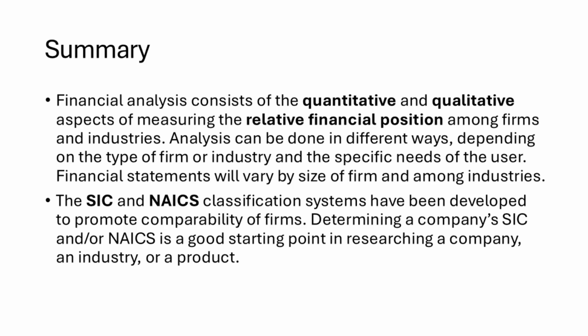Financial analysis consists of the quantitative and qualitative aspects of measuring the relative financial position among firms and industries. Analysis can be done in different ways, depending on the type of firm or industry and the specific needs of the user. Financial statements will vary by size of firm and among industries. The SIC and NAICS classification systems have been developed to promote comparability of firms. Determining a company's SIC and/or NAICS is a good starting point in researching a company, an industry, or a product.